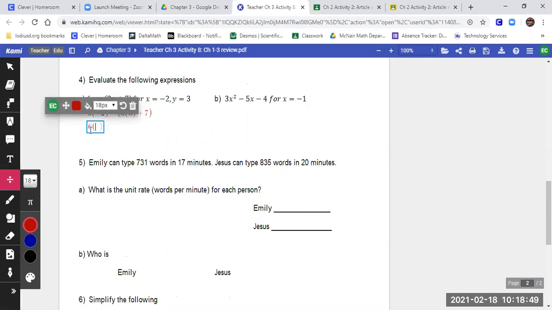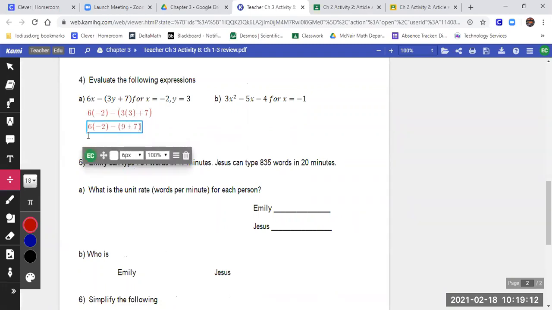The 6 is not changing. The -2 is not changing. The subtracting doesn't change. The parentheses doesn't change. What does change is this 3 times 3 makes what? 9. And then the add 7 doesn't change.